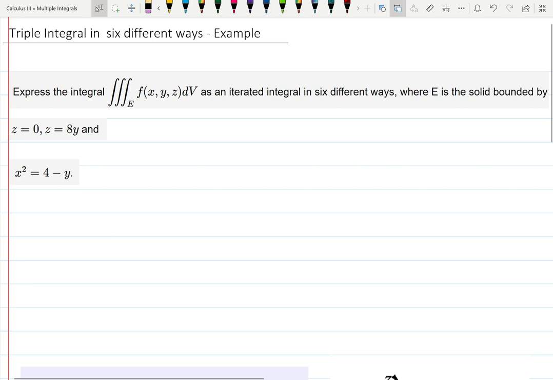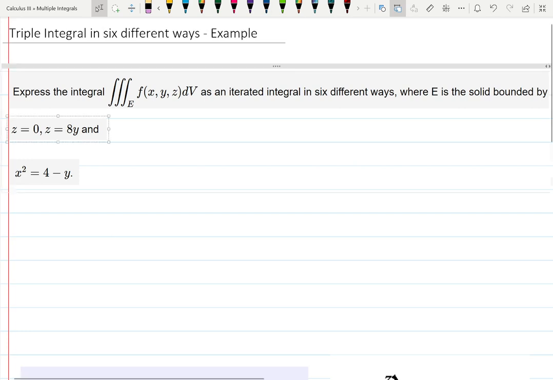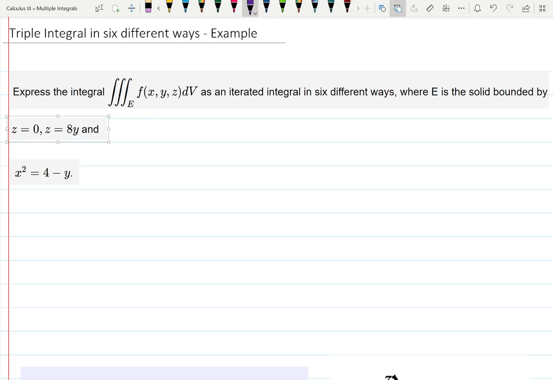In this very important video, let's learn how to express a triple integral in 6 different ways. In this case, the example will be not trivial because E is a solid bounded by plane z equals 0, plane z equals 8y, and a parabola x squared equals 4 minus y. Let's try to sketch the graph. The graph will be the most important part here.